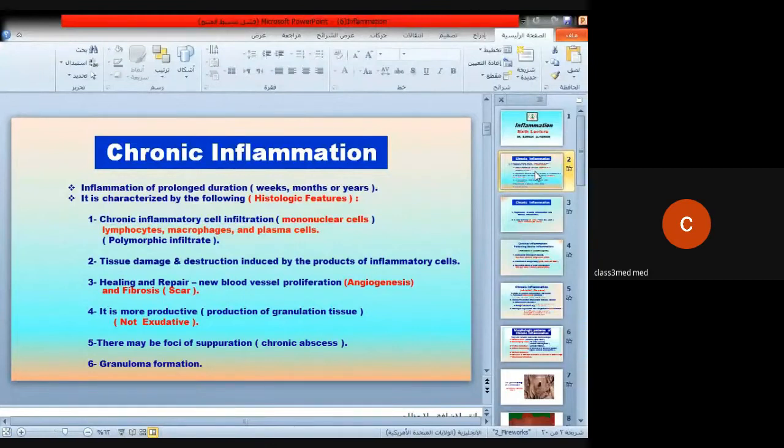We finished acute inflammation, and acute inflammation is distinguished by vascular changes, inflammatory exudate or edema formation, and neutrophil infiltration. This is acute inflammation. Chronic inflammation is defined as inflammation of prolonged duration. It takes weeks, months, or years.